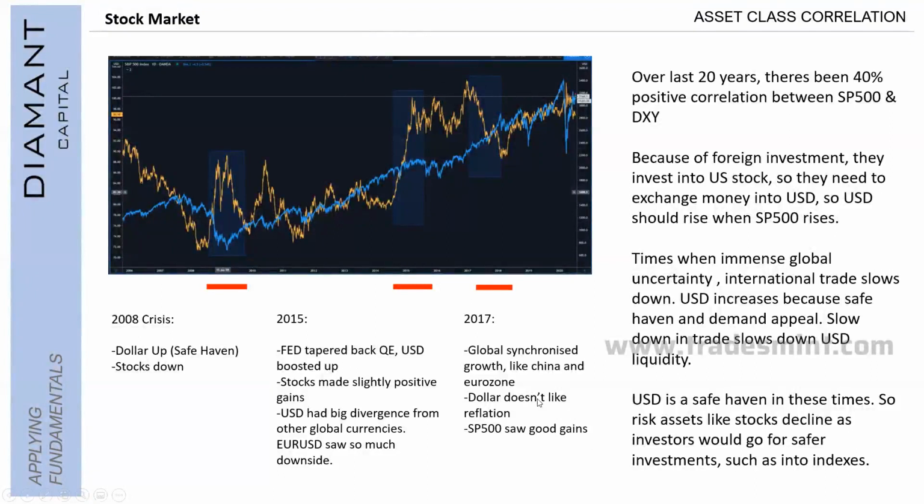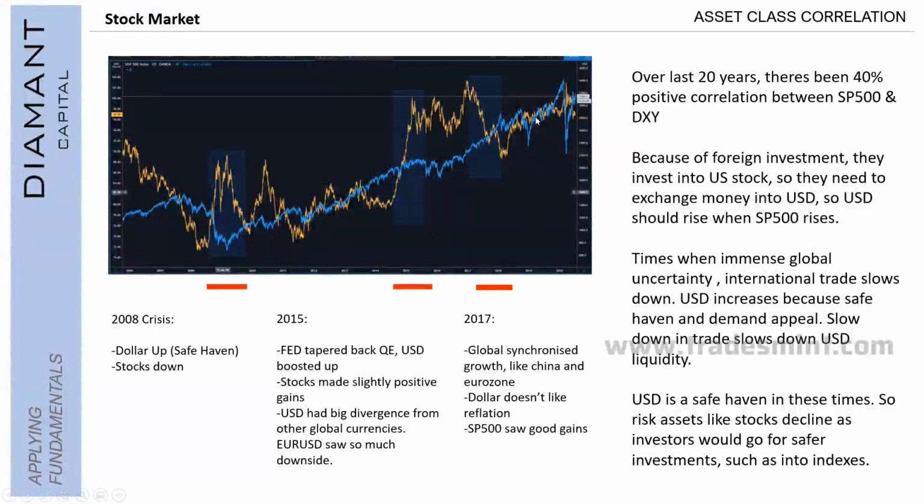Another thing as well, the dollar doesn't like reflation. So what you tend to see is as the dollar really started to deflate at that time, it's called reflation. It goes back to how it was. That's when the dollar started to decrease in price as well. As we started decreasing, S&P 500 saw good gains.